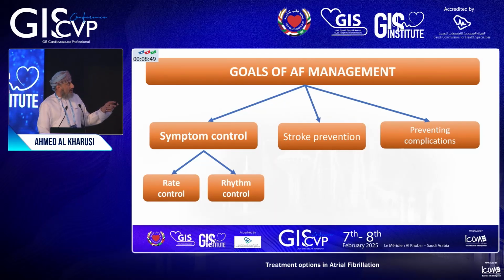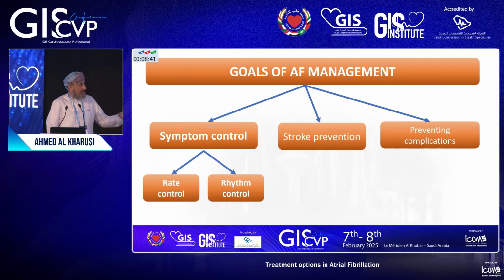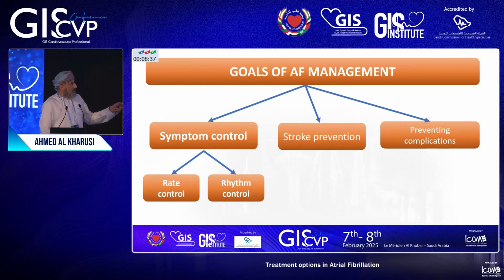So we have goals to follow. Number 1, to control the symptoms of the patient. Number 2, which is very important, to prevent stroke. And the third one is to prevent complications. In regard to symptom control, now we have 2 strategies for each patient, whether to control the rate or to control the rhythm.